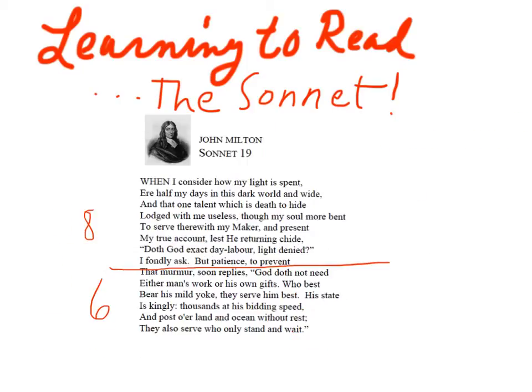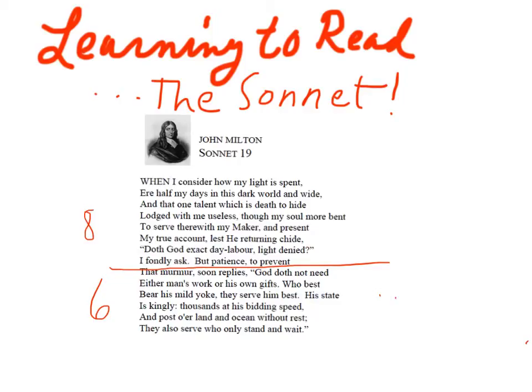Now, I'm not going to read the whole poem to you, but what I want to show you is that this way of dividing the poem up into rhythmic units of the octave and the sestet is actually a way of looking at the different ideas as they develop in the poem. Now, I deliberately chose a poem that begins with the word when.